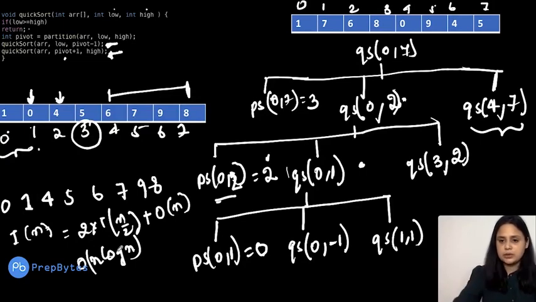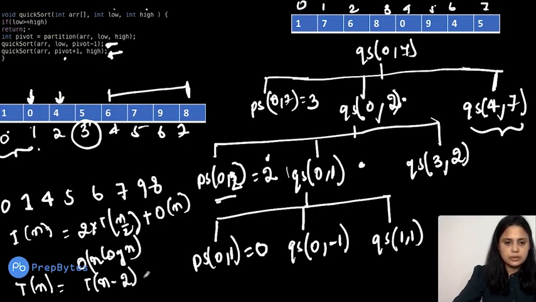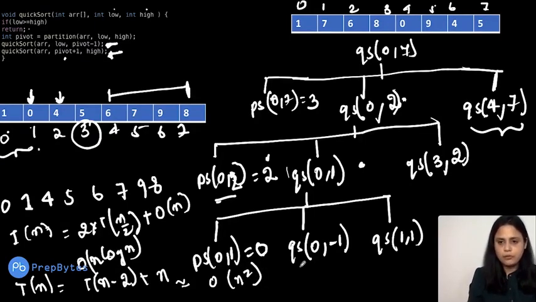The worst case scenario is that every time the partition will be such that there is one element on one side and n minus 1 or n minus 2 elements on the other side. This is happening every time. In that case it will look something like this: T(n) = T(n-2) + n. This will give you O(n²). So in the worst case, this is going to give you O(n²).